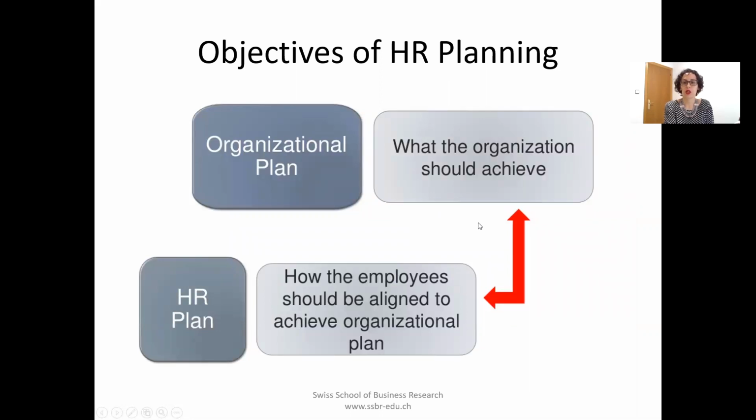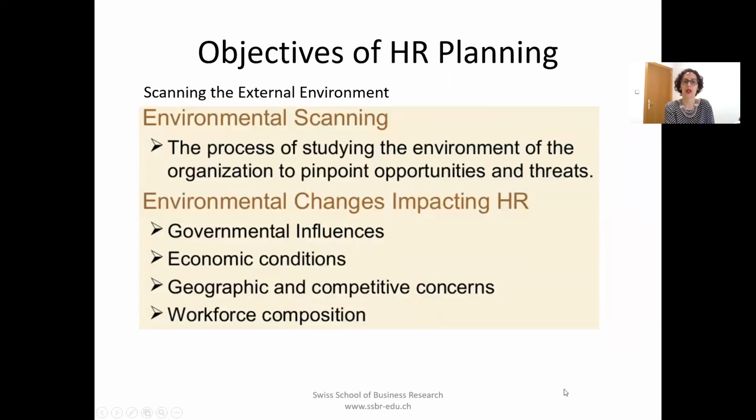So what is our organizational plan? What do we want to achieve as an organization? And how do we integrate that into the HR plan? How should the employees be aligned to achieve the organizational plan? So the first thing we need to do is take a look at the external environment. And for all of you who have already done business classes, this is the PESTEL analysis, the PEST analysis, or the SWOT, where we are looking at a number of different factors that can affect our organization, and that way we can determine opportunities that we can maximize, or threats that we need to minimize.